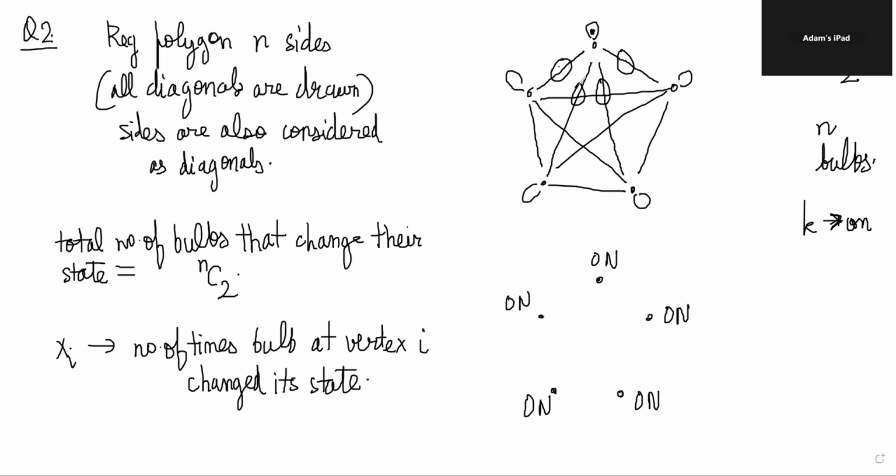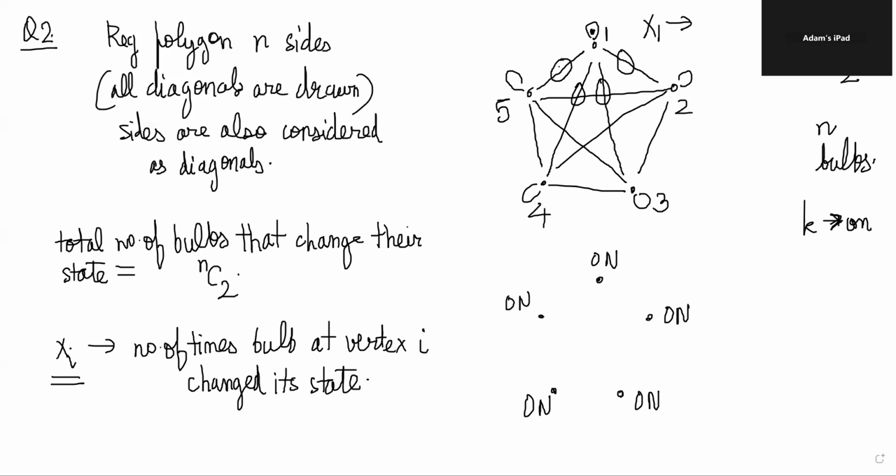So xi is tracking what? This is vertex 1, vertex 2, vertex 3, vertex 4, vertex 5. So x1 tells us how many times this bulb changes state, right? Okay.